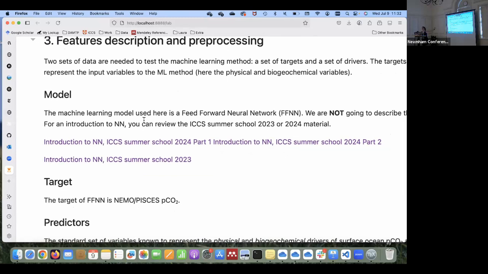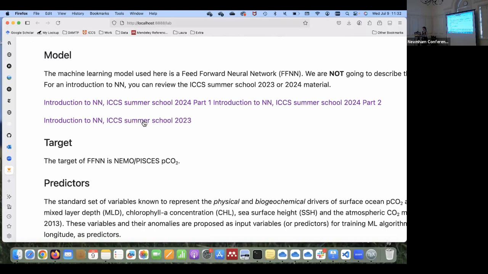Right. So there are more introductory courses on this, and we can find a lot of material online too, but specifically for ICCS, the session that was also just run this morning, as well as previous summer schools, give a more thorough introduction to neural networks.